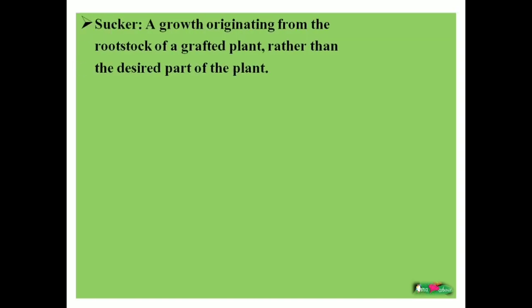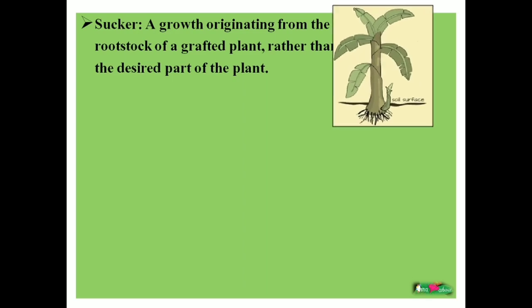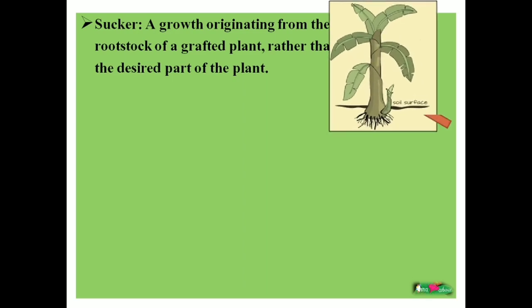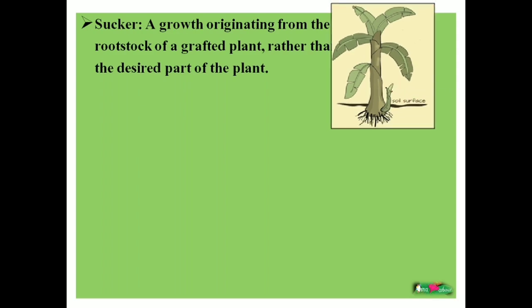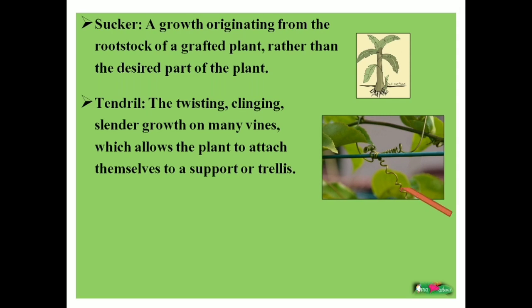The next is sucker. It actually originates from the rootstock of a grafted plant rather than the desired part of the plant. You can see in the picture, I'm going to show you with the help of an arrow. This is actually called the sucker. Then tendril. You can observe the picture. I also indicated that with an arrow, that twisting, curling vine is called a tendril.